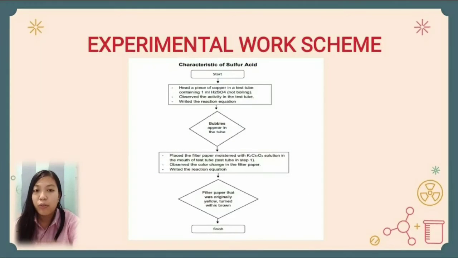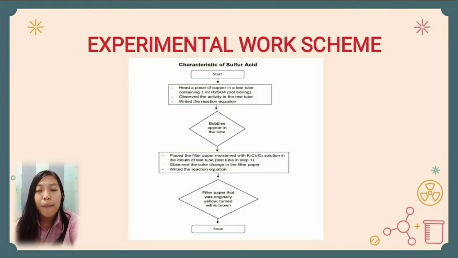Characteristic of sulfuric acid. Heat a piece of copper in a test tube containing 1 ml H2SO4. Observe the activity in the test tube. Write the reaction equation. The product is bubbles in the tube.